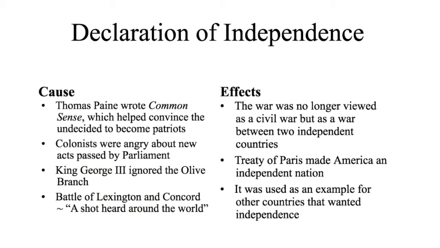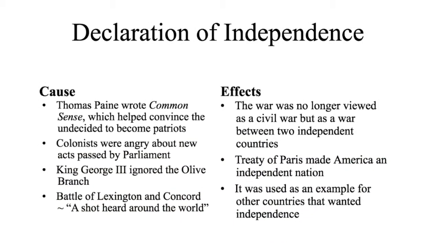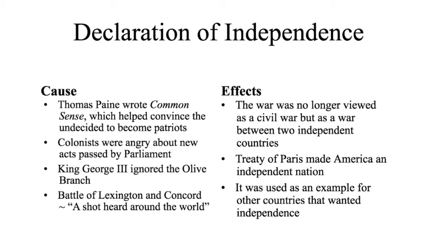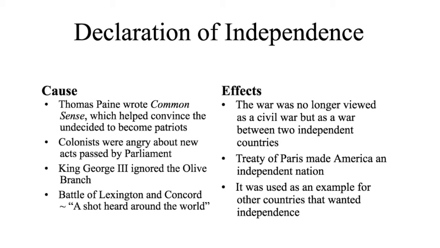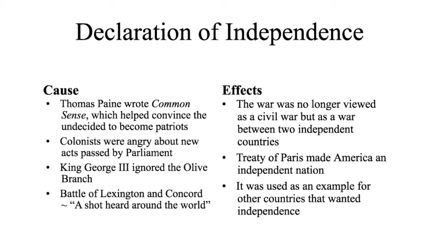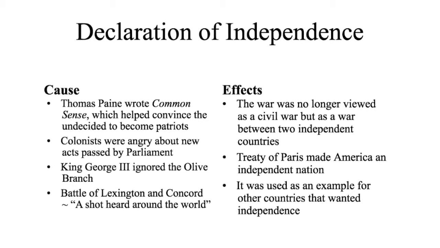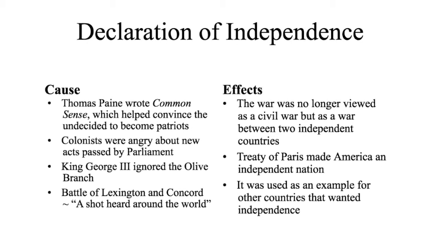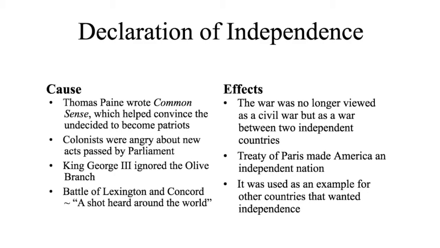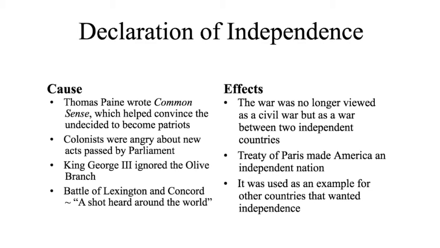The causes of the Declaration of Independence were Common Sense, written by Thomas Paine, which helped convince the undecided to become patriots. The colonists were angry about new acts passed by Parliament. King George III ignored the Olive Branch, and the Battle of Lexington and Concord, a shot heard around the world. The effects were the war was no longer viewed as a civil war, but as a war between two independent countries. The Treaty of Paris made America an independent nation, and it was used as an example for other countries that wanted independence.